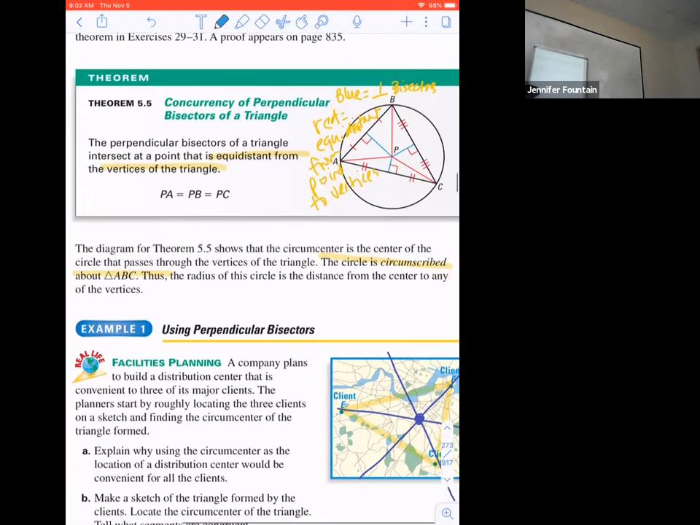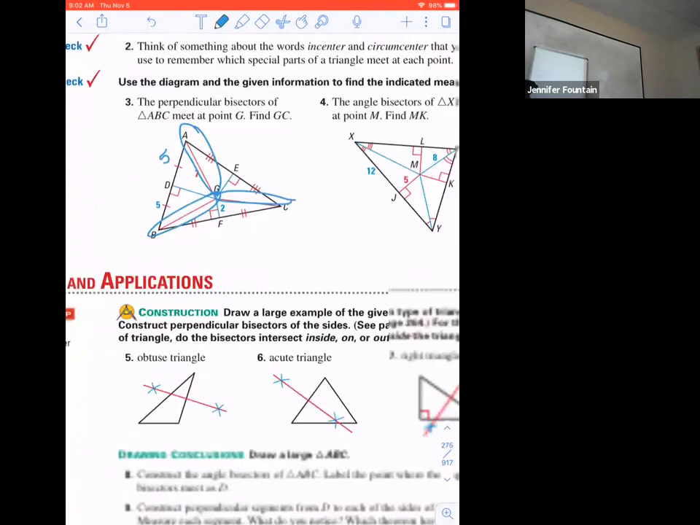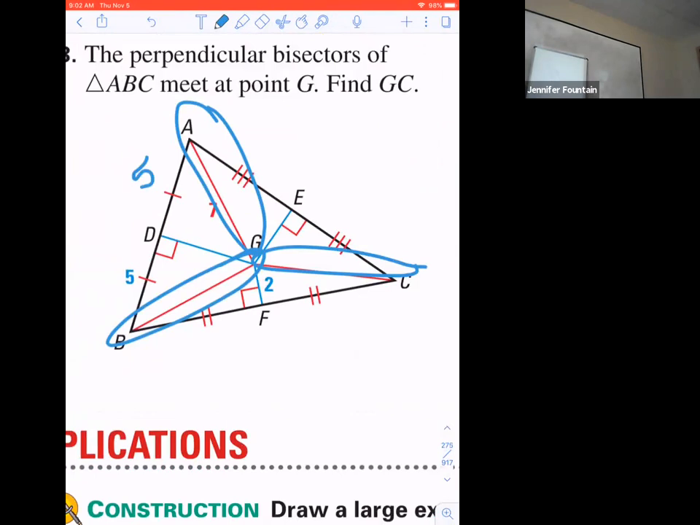Now let's go back to our figure. If I'm looking at AG, CG, and BG, what do I know about each of those measures? They're equidistant. What is the measure of AG?